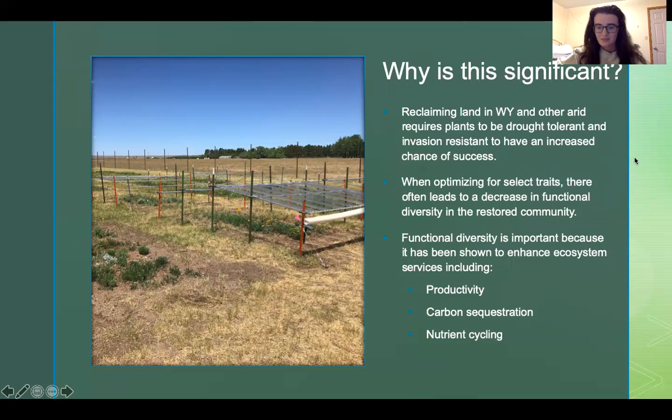The point of my project is that when we are optimizing for these traits, which is great because we want our plants to survive, it normally leads to a decrease in functional diversity. And this is not necessarily great because functional diversity is very important. It enhances ecosystem services like productivity, carbon sequestration, and nutrient cycling, which is why we're looking at water use and nutrient cycling, to see how that's affected. This is very important, and we have to have a balancing act here to make sure that we want our community to survive, but we don't want to decrease functional diversity so much that the ecosystem services are just failing, which is the point of the project.